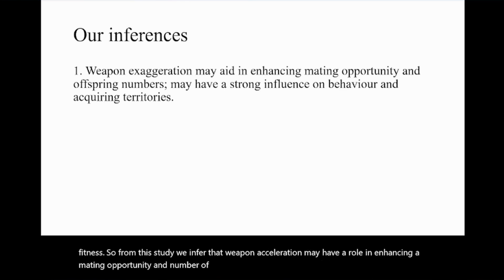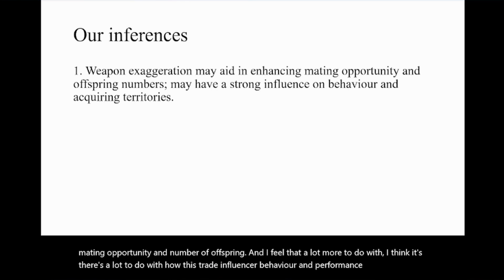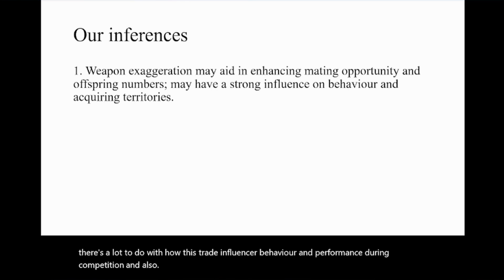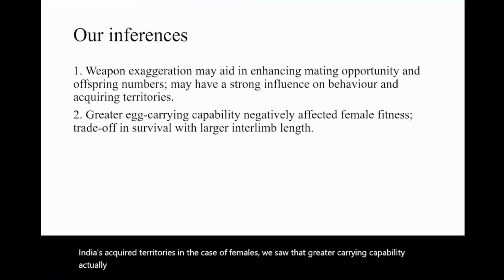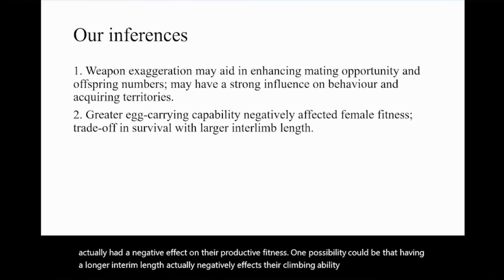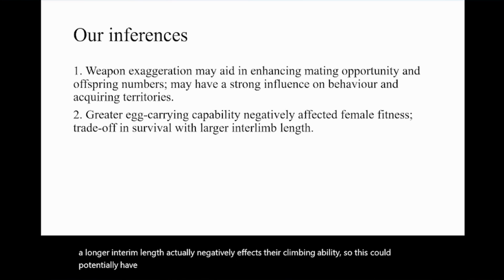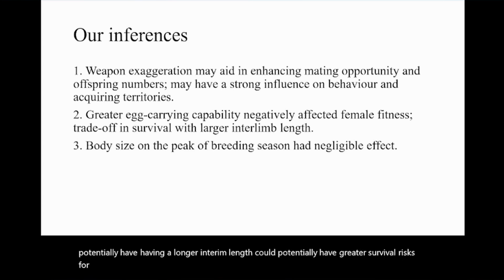And I think there's a lot to do with how this trait influences behavior and performance during competition, and also in how individuals acquire territories. In the case of females, we saw that greater egg carrying capability actually had a negative effect on their reproductive fitness. One possibility could be that having a longer interlimb length negatively affects their climbing ability. So this could potentially carry greater survival risks for females. And last, we see that body size had a very negligible effect here.